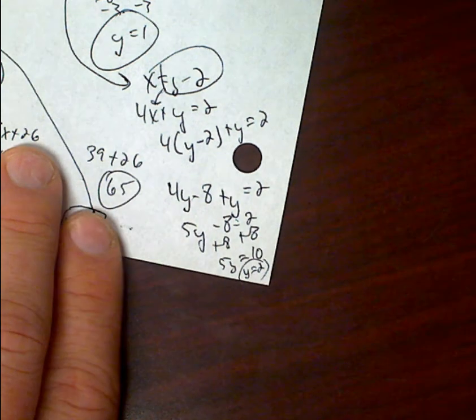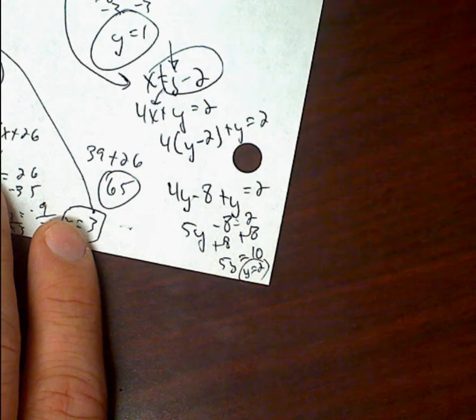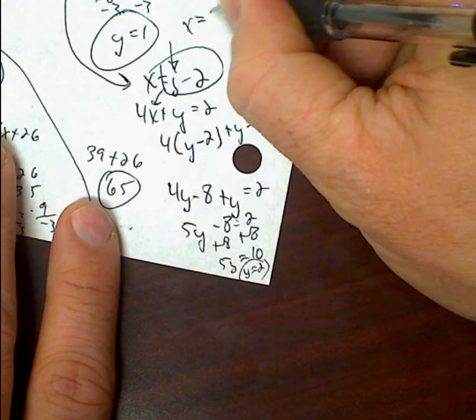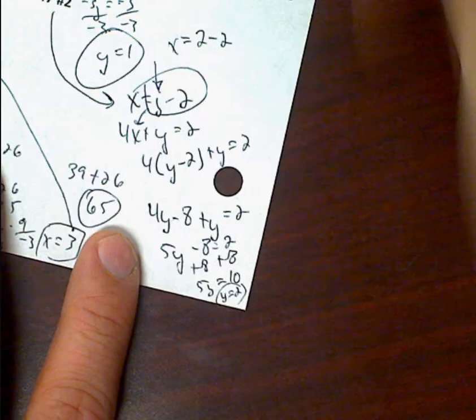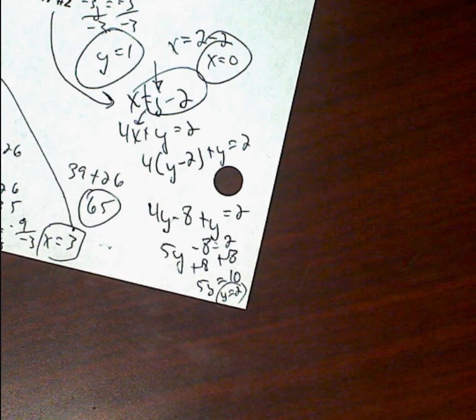So now I know y equals 2. I'm going to take that and plug it back into my x equation. X equals 2 minus 2. So x has to be 0. And we are done.